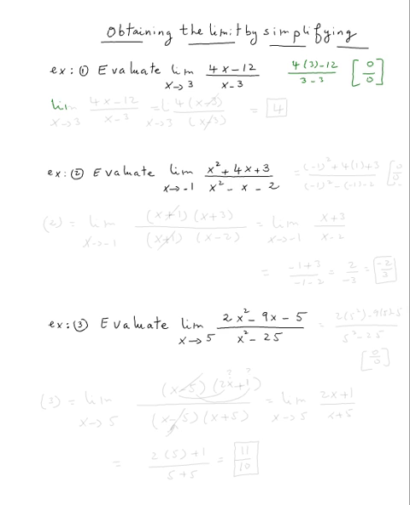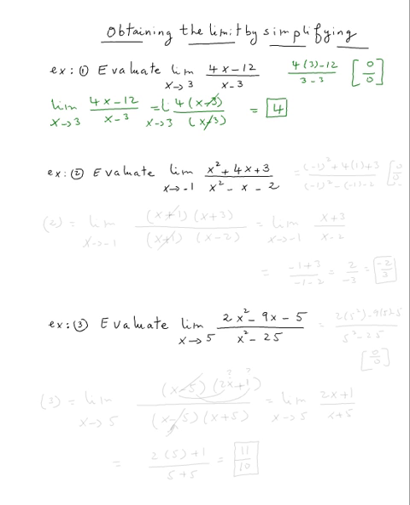So the limit of 4x minus 12 over x minus 3 as x approaches 3 is equal to... So all we need to do is factor the top. We can factor out 4. So factoring 4, you get 4 times (x minus 3) over x minus 3. Of course, this is a limit as x approaches 3. Now simplify, and then you get 4. So this is your limit.